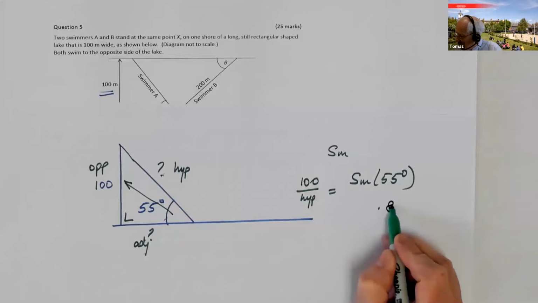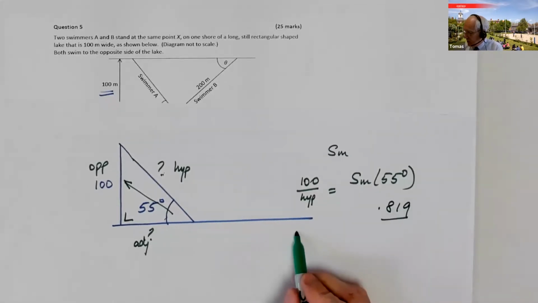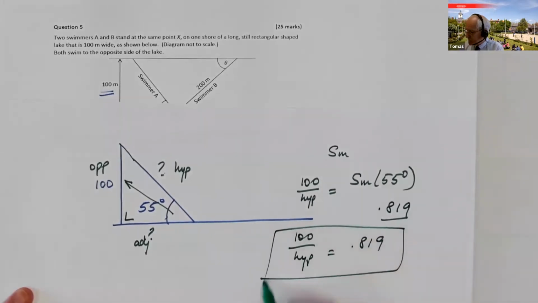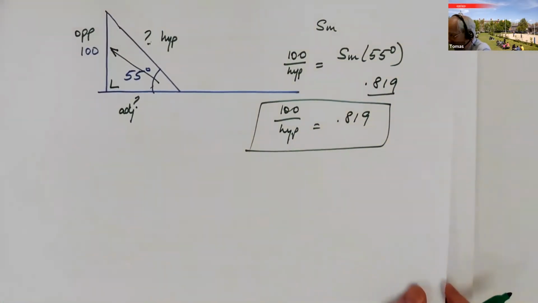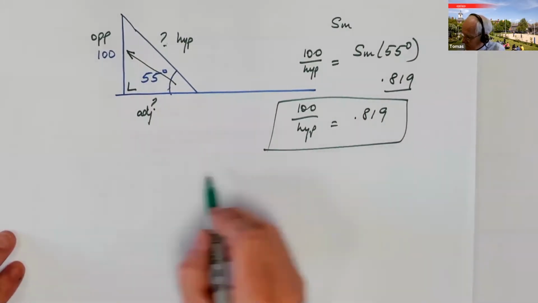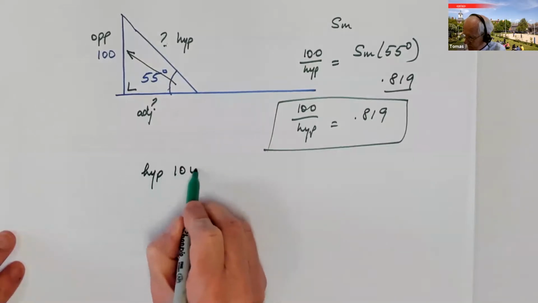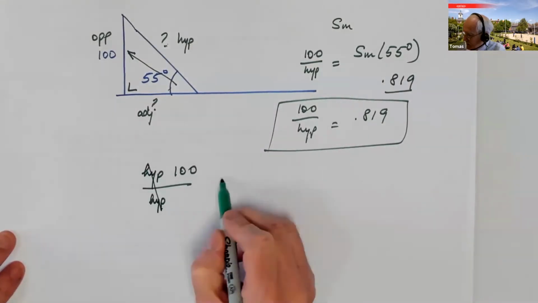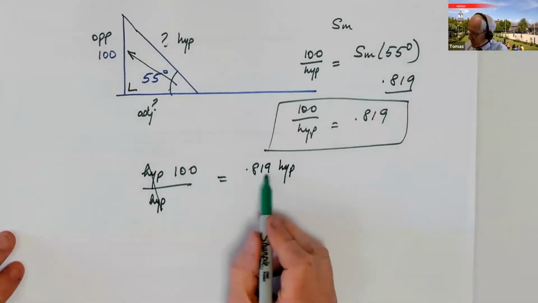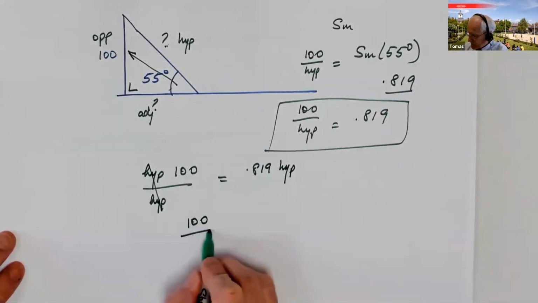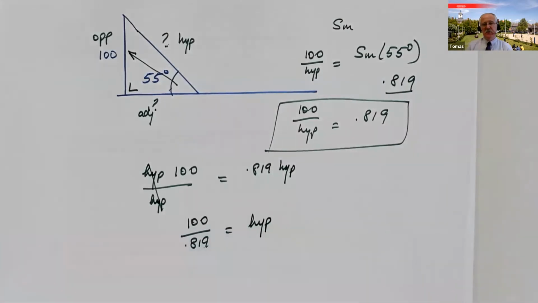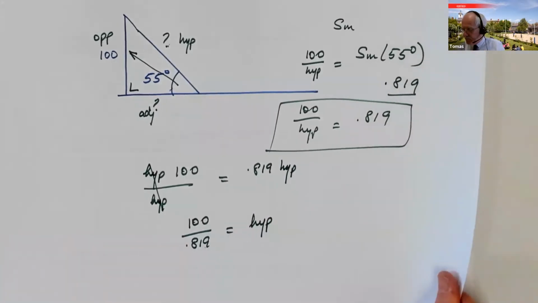I got 0.819 for that. So 100 over hypotenuse is 0.819. That's just an equation, and I'm asked to solve for hypotenuse. I don't like hypotenuse being on the bottom. I'm going to multiply on the top. So I'm going to get hypotenuse times 100 over hypotenuse, they'll cancel, is 0.819 times hypotenuse. I don't like the 0.819, so I'm going to take that and divide it on both sides. So the hypotenuse is 100 divided by 0.819. And that's that question done.